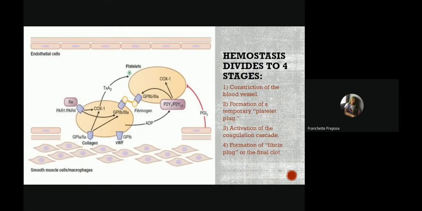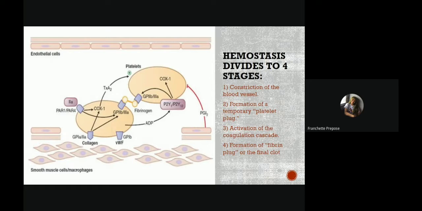Now, vascular spasm has three mechanisms. Whenever there's damage to a blood vessel lining, blood can leak out. We don't want the blood to leak out. If you start losing blood volume, it can lead to blood problems.